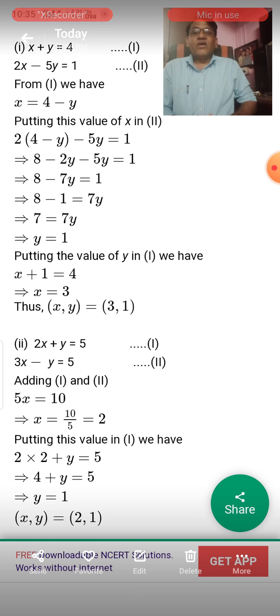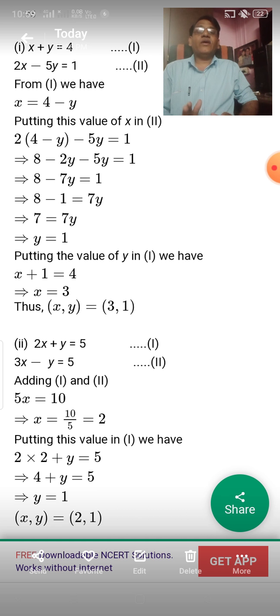Now from 1 we have x is equal to 4 minus y. If you transfer that y to the right hand side, then you get x is equal to 4 minus y. Let this be equation number 3. Now putting equation number 3 in equation 2.